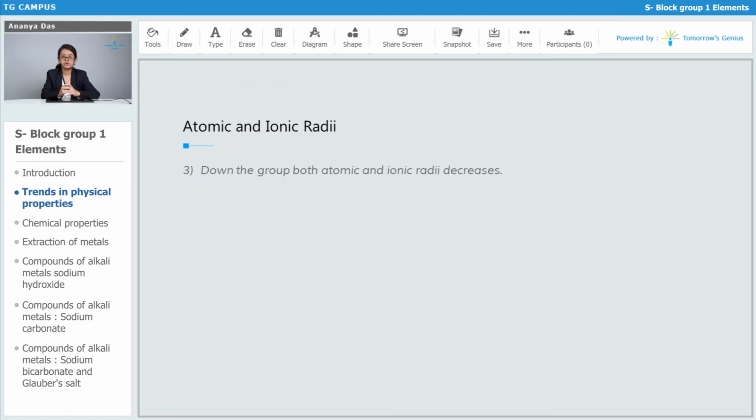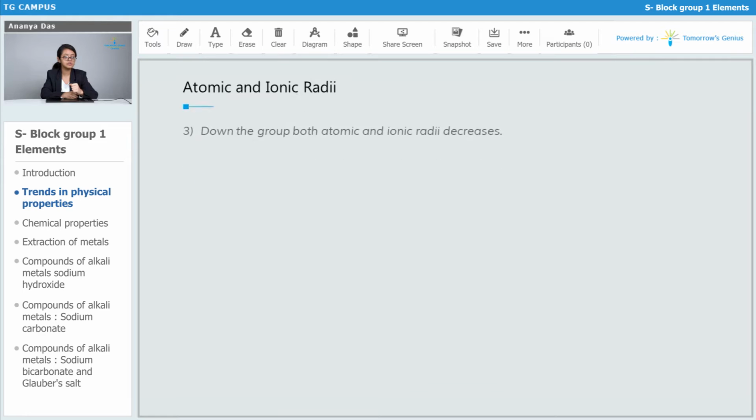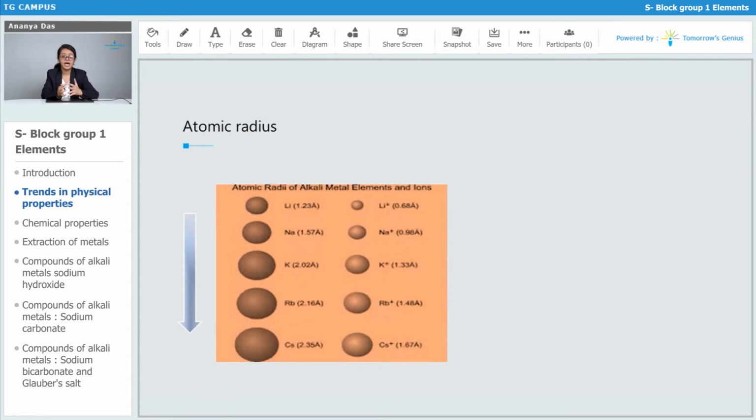When we talk about the alkali metal group, then down the group, the atomic radius and the ionic radius, both of them increase. Why? Because as you go down the group from one atom to another atom of the element, a shell is added. On going from each period to the next period, from second to the third, one shell is added. From third to fourth, another shell is added. Fourth to fifth, another shell is added. And because of the addition of the shells, the atomic radius as well as the ionic radius increases.